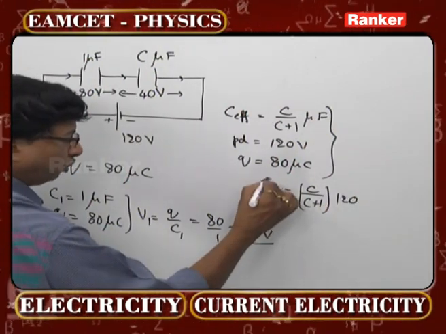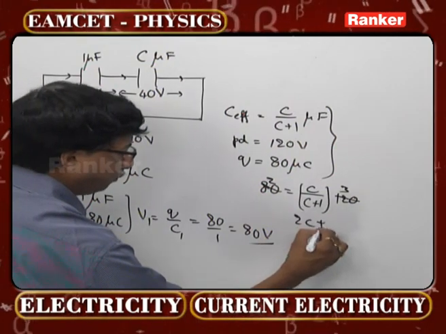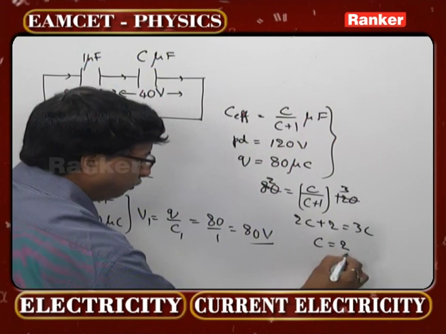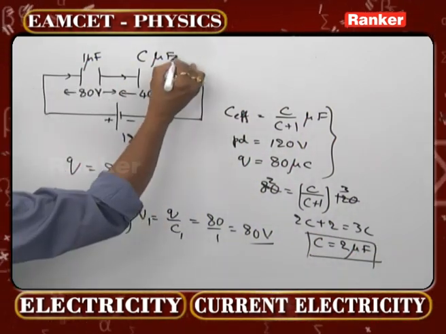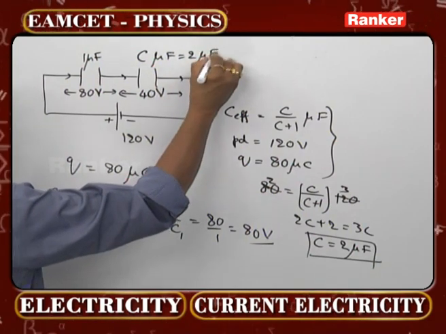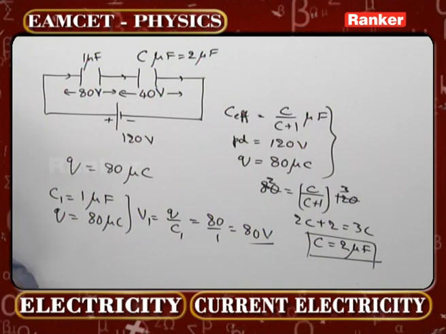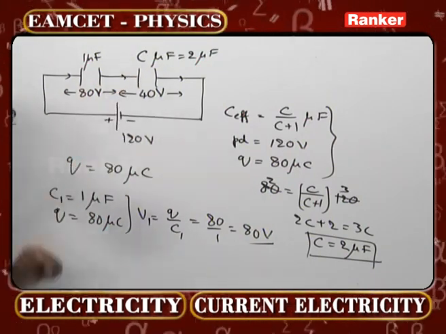You can cut twice for 40, thrice 40. So 2C plus 2 is equal to 3C. Then C will be how much? 2 microfarad. So I am getting the value of C also. How much its value will now be? 2 microfarad as such. Now it is simple. What is the question asking? What is the energy stored in the capacitor of C microfarad?